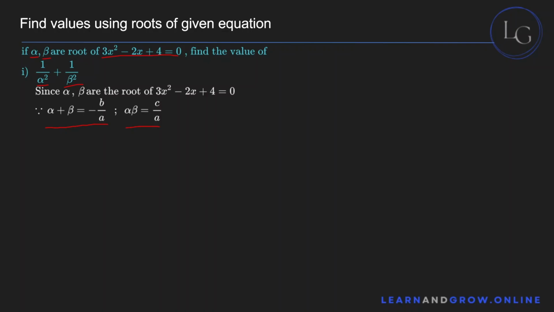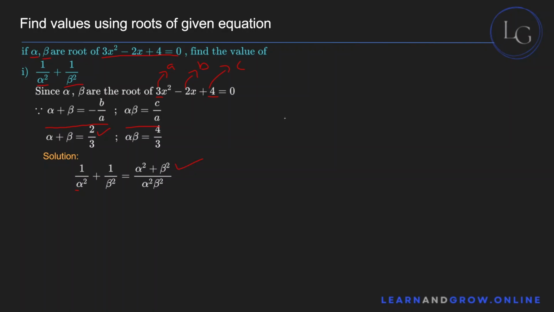What are a, b, and c, you ask? Just like in the quadratic formula, they are the coefficients of the terms in the quadratic equation. The coefficient of x squared is a, the coefficient of x is b, and the last constant is c. So in this particular case, alpha plus beta is equal to minus b over a, which gives you 2 over 3, and alpha beta is equal to c over a, which is 4 over 3. Now, you have to find the value of 1 over alpha square plus 1 over beta square. You'll perform the LCM over here, and that will give you this expression.